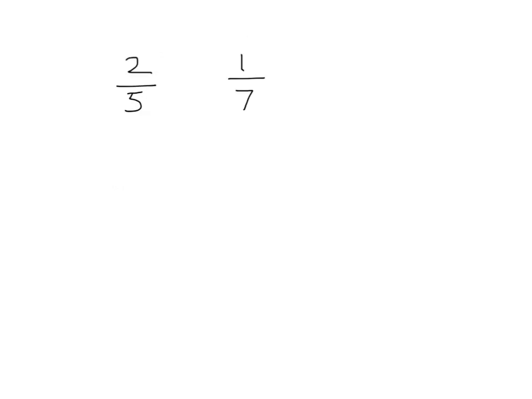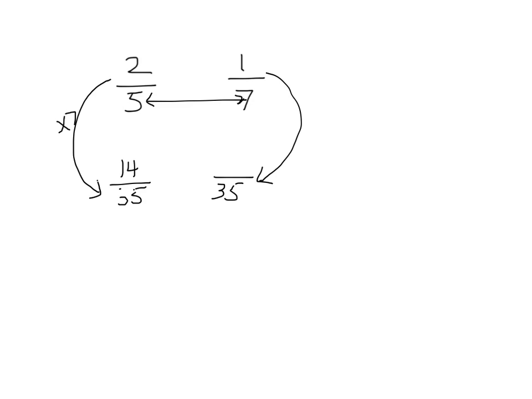The next thing we're going to look at is comparing fractions, and there's 2 different ways that we can do that. We can either find a common denominator. In this case, I'm just going to multiply these 2 numbers together. So I get 35. I multiplied this by 7. So I get 14/35. I multiplied this by 5, so I get 5/35. And so this is bigger than this, so this is bigger than that.